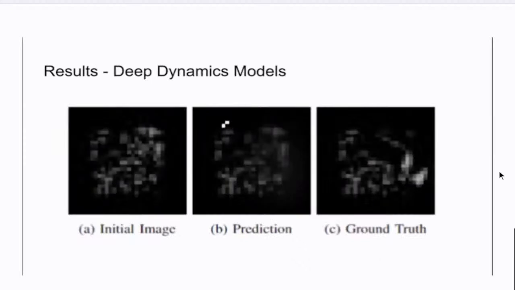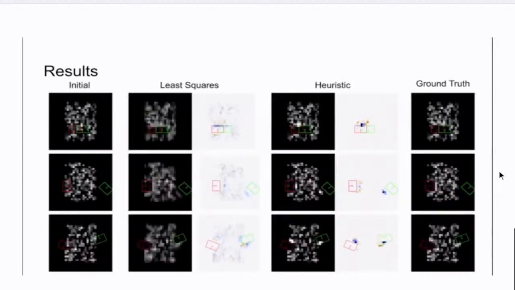The deep dynamics model does not work well. It does learn something, that it should decrease the weight in the pushed area, but it does not quite understand how much it should decrease and where this decreased weight should be added back. On the other hand, both the non-deep methods can predict the image dynamics well. The heuristic method has a more accurate structural bias, meaning that the error is more sparse. Whereas the least squares method here is more accurate overall with smaller errors in magnitude.